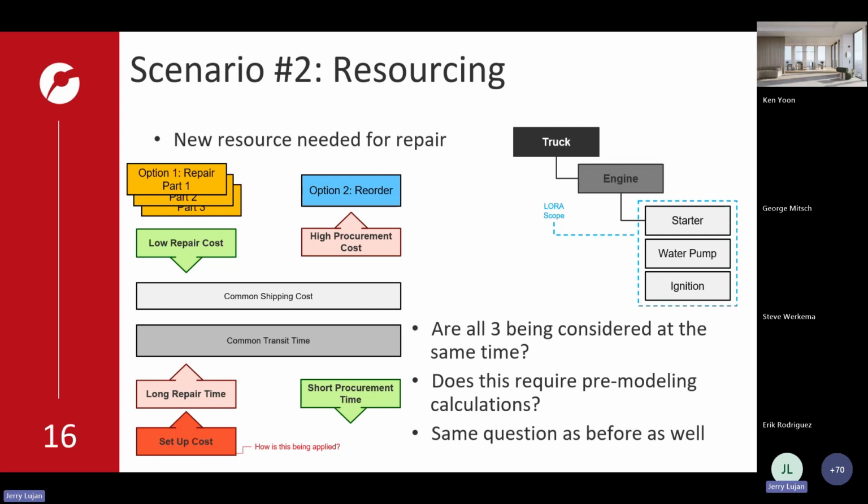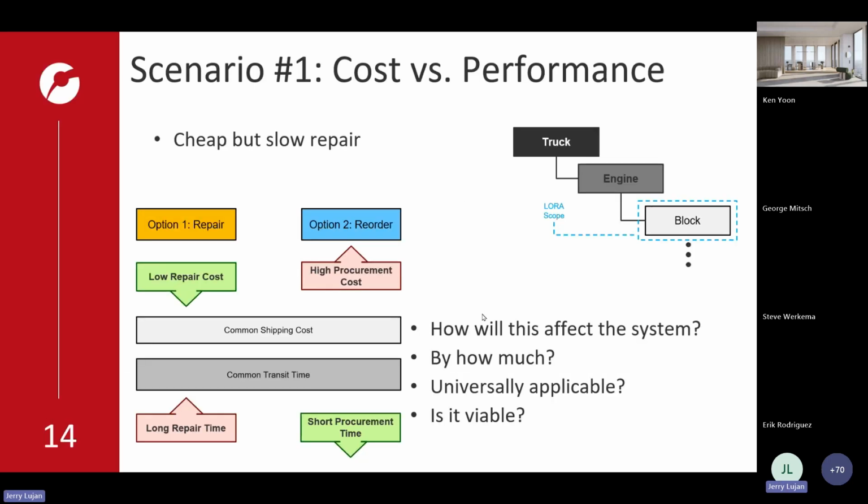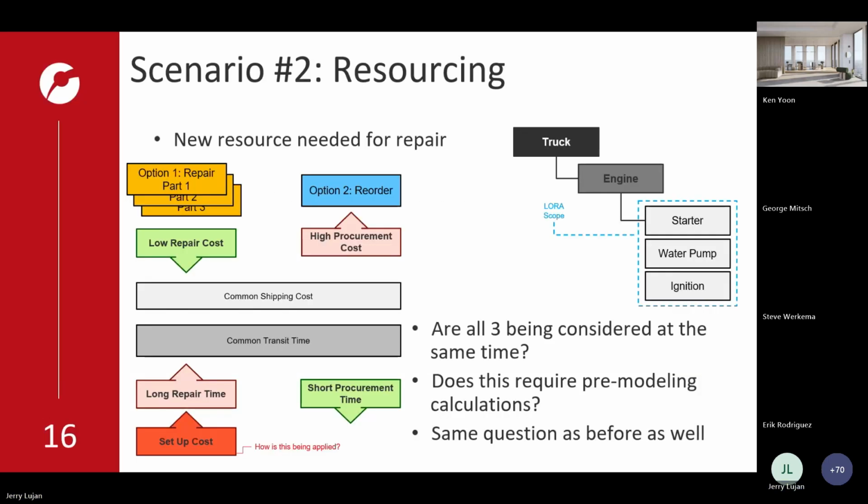And then, of course, we're asking all those same questions that we were before up here. How much does it affect the system? Where does it affect the system? Is it universally applicable? Like we saw before, a repair was applicable only up to a certain level of availability, and then it switched. And then again, is it viable? Can we stock 72 engine blocks at a local I level? Probably not. All right, so that's scenario number 2.